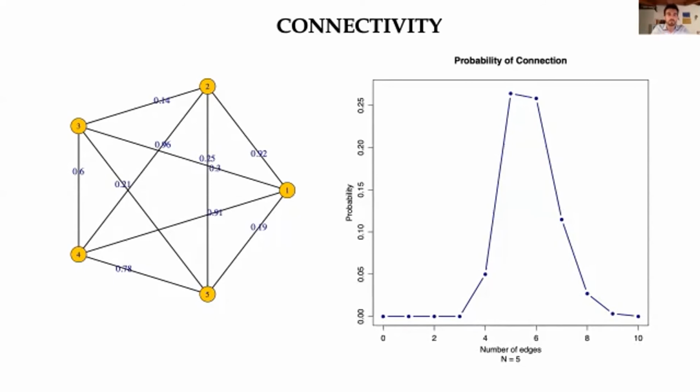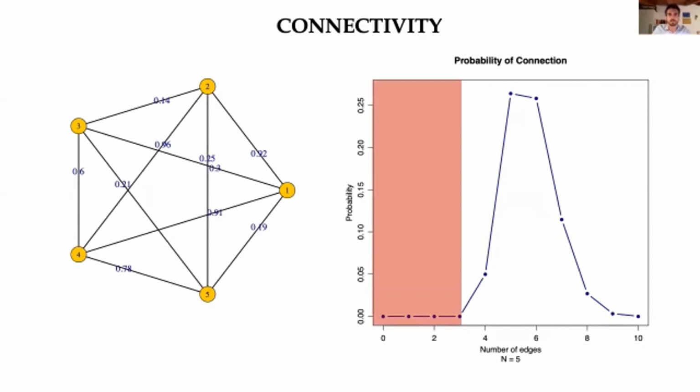And here you see the probability distribution which answers this question. And it deserves a comment, because as you see, it seems that adding more edges in the network makes the probability of connecting the network smaller after a certain point. It seems counterintuitive, but the reason is the following.